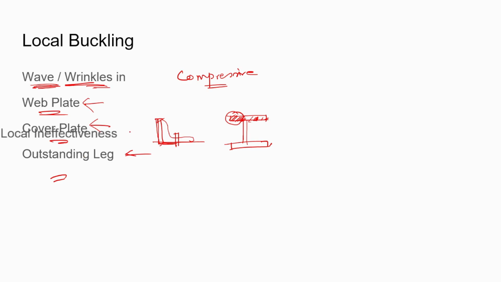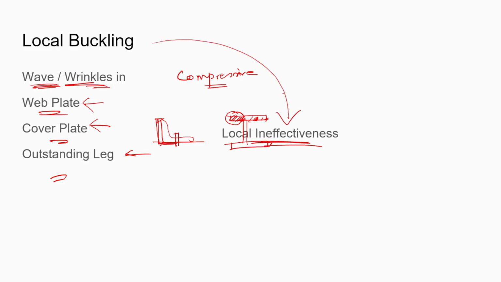simply what happens? This part becomes ineffective. So local buckling leads to local ineffectiveness and finally the failure or reduction in the capacity of the section. At the end of this video, we will discuss how this local buckling affects the compressive load carrying capacity of a column, right?